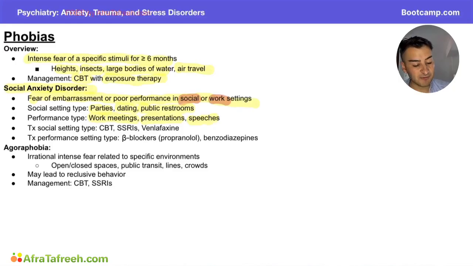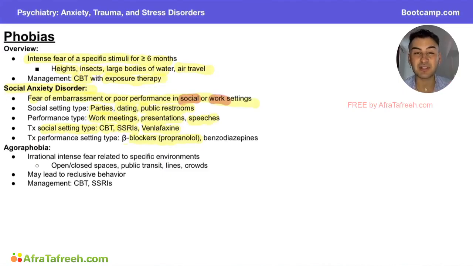Now, let's talk about the differential treatment. We'll start out with social setting type. This is going to be cognitive behavioral therapy as well as SSRIs and venlafaxine. Now, the performance type, I think, is going to be the most high yield in terms of treatment. Classically, we use beta blockers, non-specific beta blockers like propranolol. Propranolol is going to be your go-to for these performance type anxiety disorders.